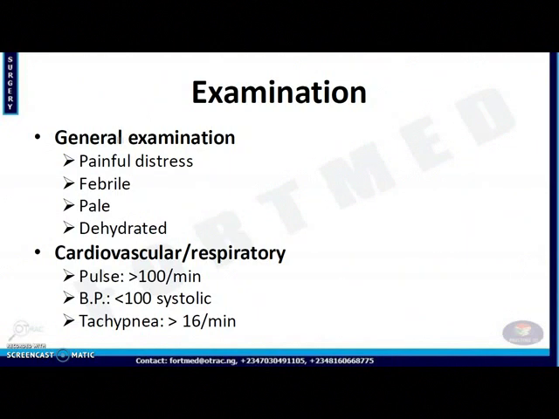Having taken the history of this patient, we need to examine this patient appropriately. On general examination, the patient will be in painful distress, they may appear febrile, pale and dehydrated. Their pulse will be high, greater than 100 beats per minute. They may have hypotension and they may also appear tachypneic.